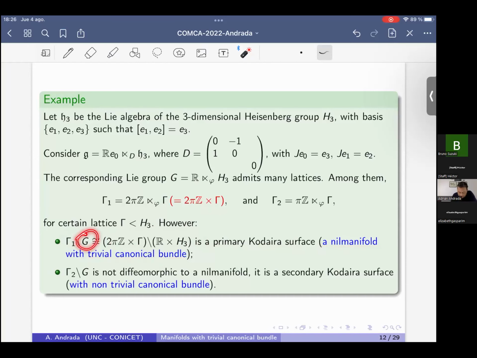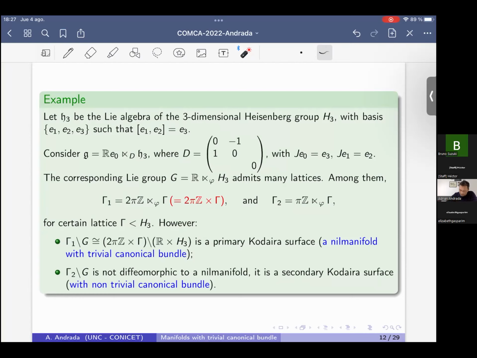But if we divide G by gamma 2, we obtain a secondary Kodaira surface, which doesn't have trivial canonical bundle. So the property of having a trivial canonical bundle does not depend only on the Lie group and the complex structure, but also depends on the lattice that we are using. So it is delicate to determine whether a solvmanifold has a trivial canonical bundle or not.